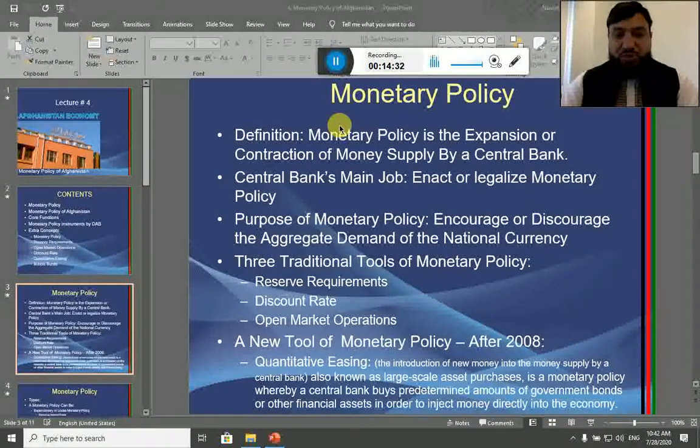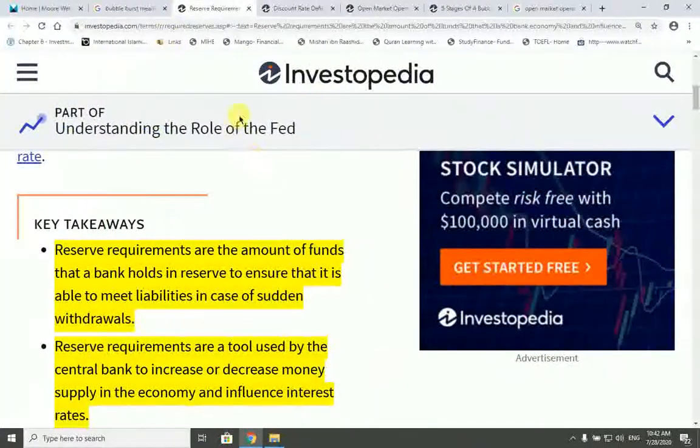Let me show you some other definitions from the available sources. Reserve requirements are the amounts of funds that a bank holds in reserve to ensure that it is able to meet liabilities in case of sudden withdrawals. Where is this money held? It is held in its account in the central bank. Reserve requirements are tools used by the central bank to increase or decrease money supply in the economy and influence interest rates. So that's what I earlier explained to you guys.